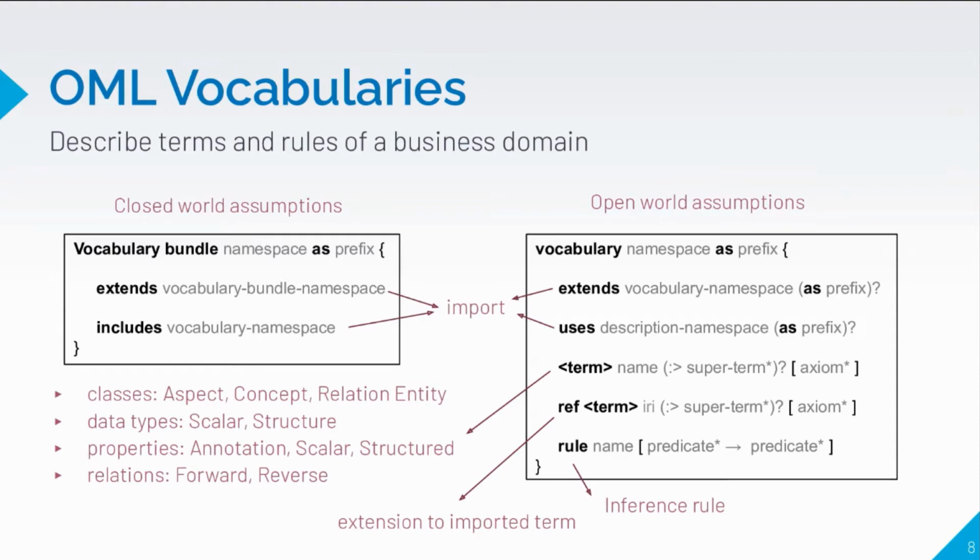Although the original OWL only has these abstractions, in OML, since it's like a methodology of using OWL, we extended these concepts into aspects, concepts, relation entities for classes. Data types could be either scalar or structure. Properties could be annotation, scalar or structured. And relationships can go in two directions, forward and reverse. You can also use a reference mechanism to refer to terms defined by other vocabularies, and you can add more information about them. We call them axioms. And you can also define rules, which means extra inference rules that you want to add to your domain. This is what the vocabulary can do.